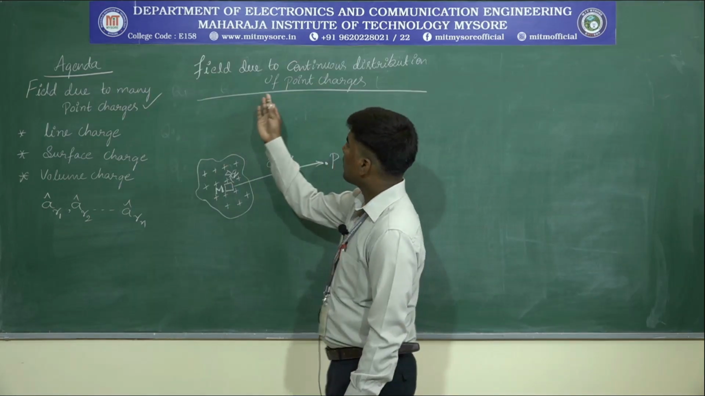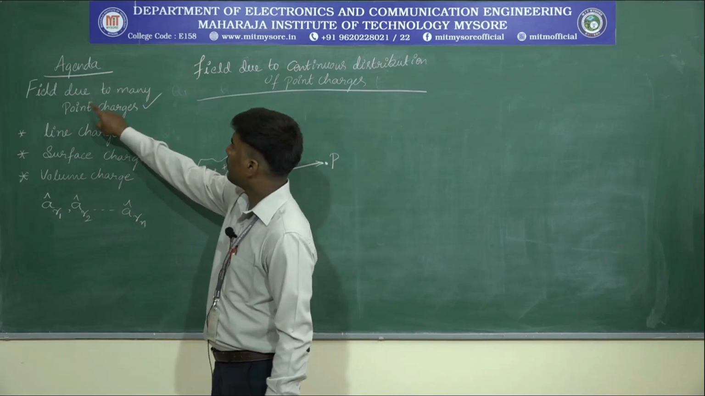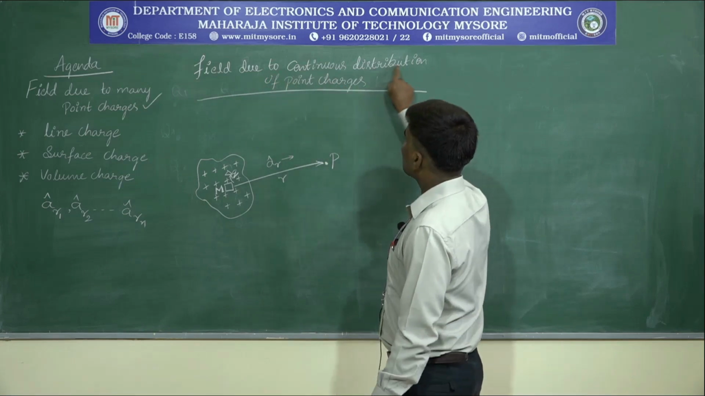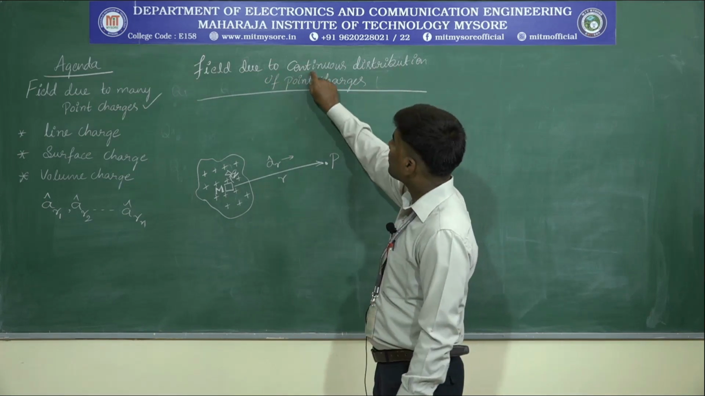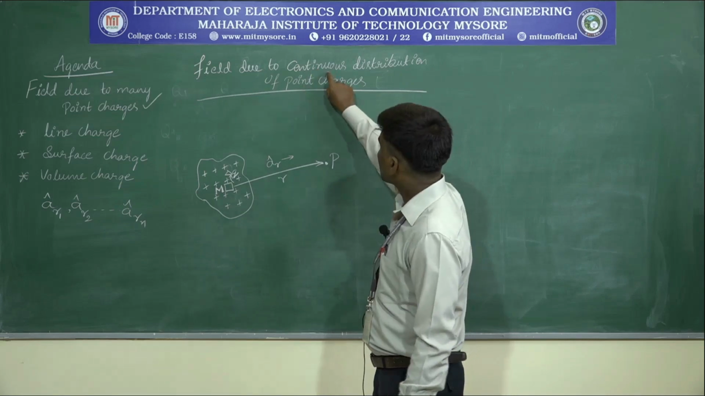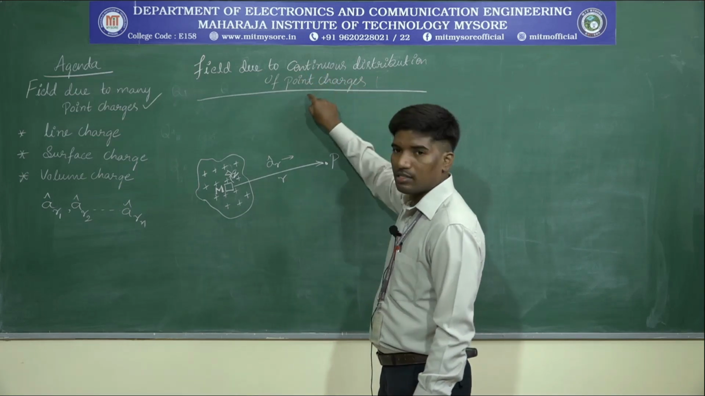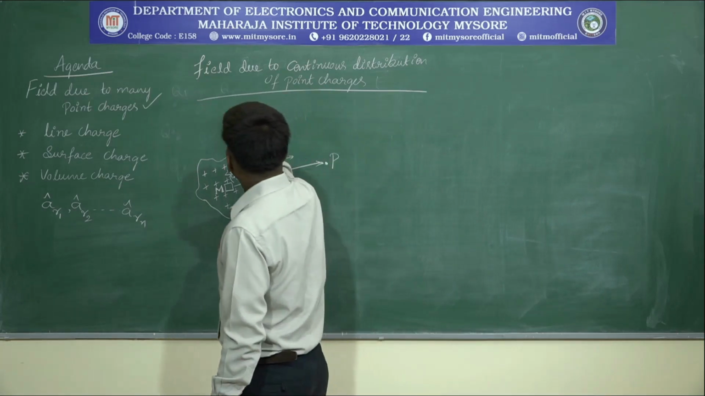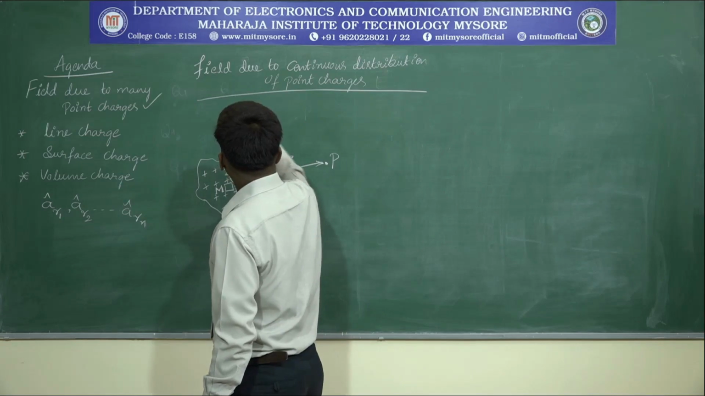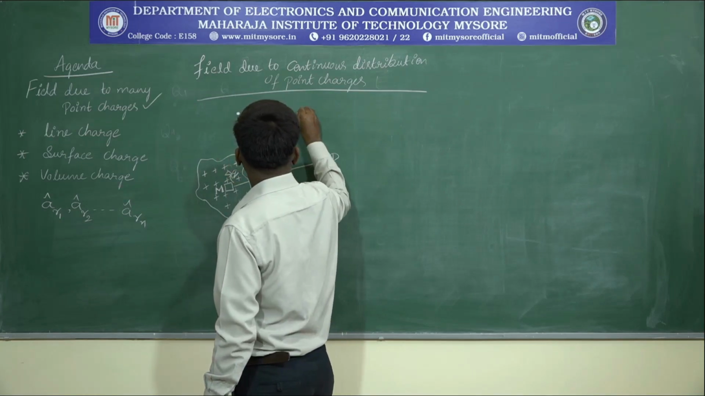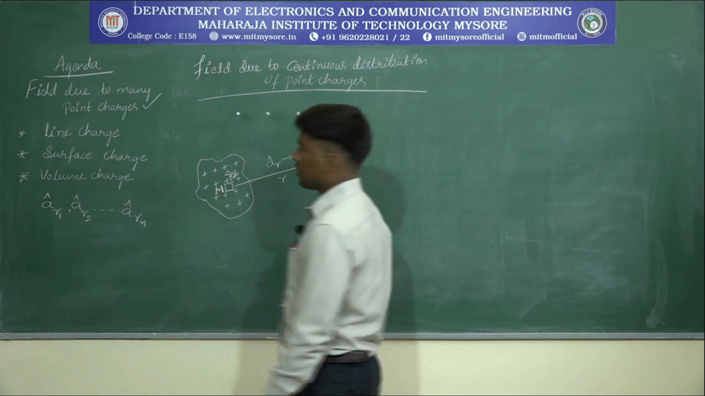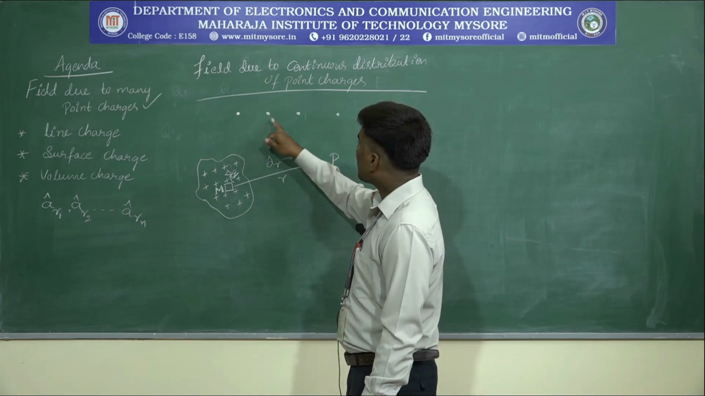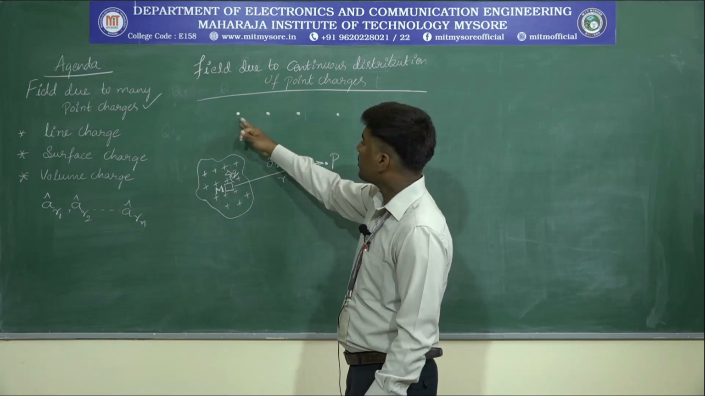Moving on to the next topic in the same category, field due to many point charges. The next topic is field due to continuous distribution of point charges. Why does the name continuous come here? Let us understand what we mean by continuous distribution of point charges, then go for the mathematical derivation. So these are point charges which are arranged in this fashion. How do you call this arrangement? This is called discrete point charges, right? So the arrangement is discrete.